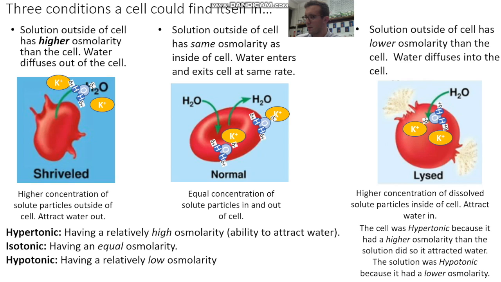And so in our last example here, we would say that the cell was hypertonic because it had a higher osmolarity than the surrounding solution, and so it was able to attract water into itself. Whereas the solution surrounding the cell would have been hypotonic because it had a lower ability to attract water and had a lower osmolarity.